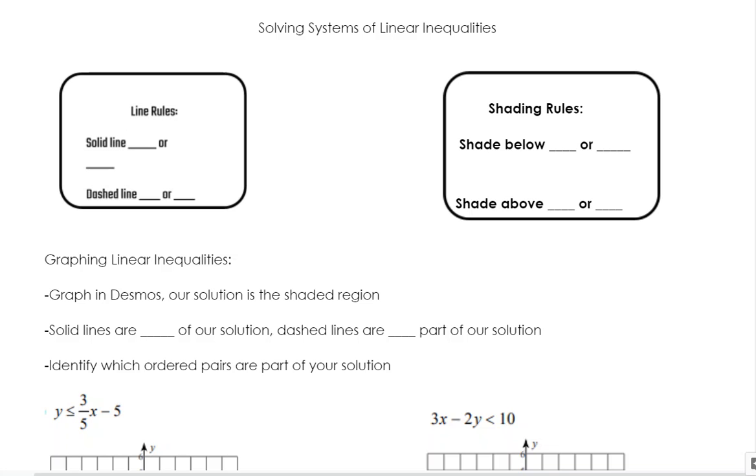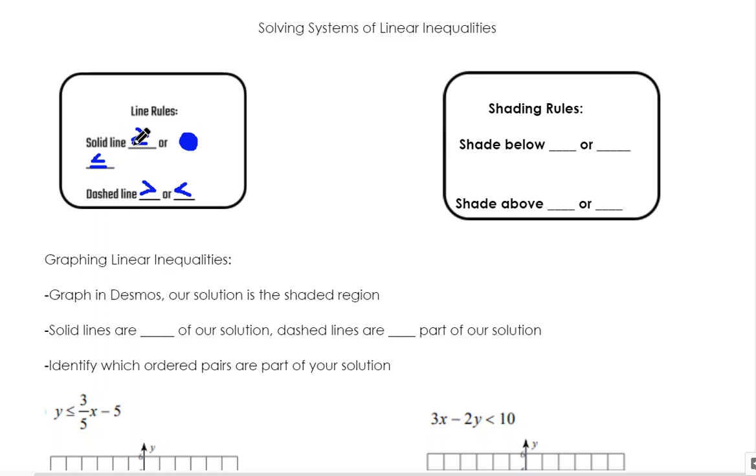It's a solid line if it is greater than or equal to, or less than or equal to. And we're going to put a dashed line if it's greater than or less than. This goes back to when we did it on a number line: greater than or equal to or less than or equal to had a filled in circle, and then it had an arrow going one way or another, right? So this is kind of like the same thing.